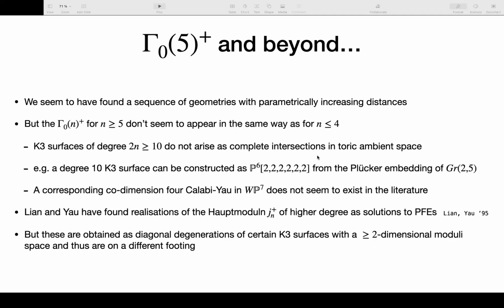And at least I don't know a corresponding codimension 4 Calabi-Yau in weighted projective 7 space that would be fibered by this. I have not found it in the literature either.